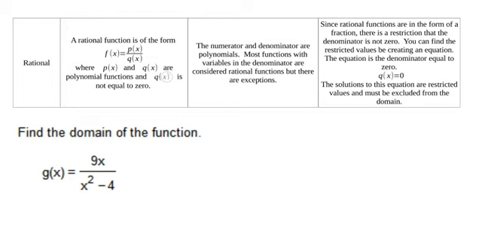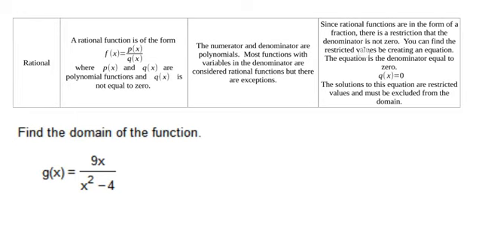Also right here it mentions that q of x is not equal to 0, and the reason for that is what we discussed just a moment ago, that division by 0 is undefined. So we can't allow that denominator to equal 0. Now over here, this is a discussion of how we're going to find the domain. Since rational functions are in the form of a fraction, we have a restriction that the denominator cannot be 0.